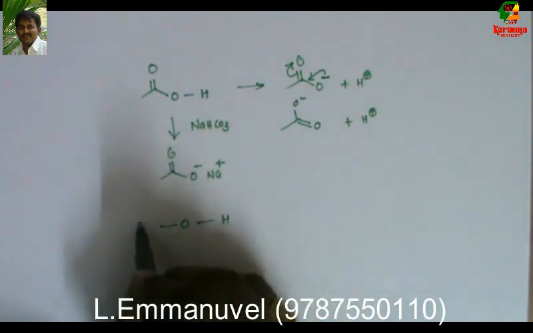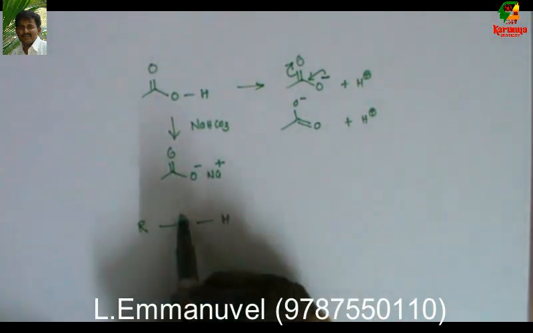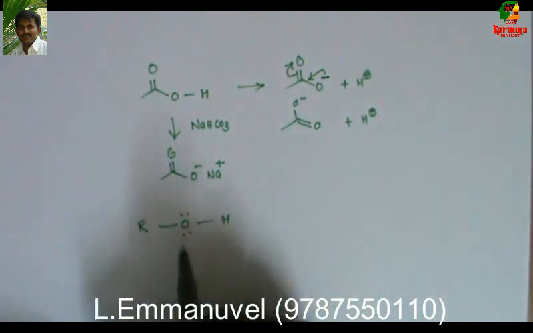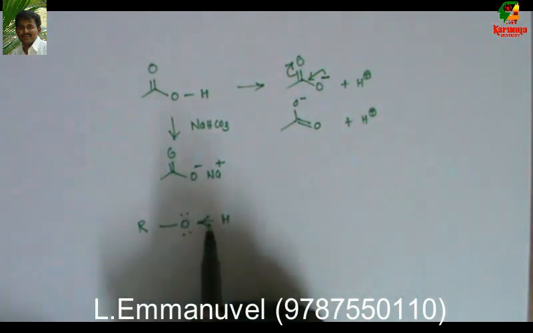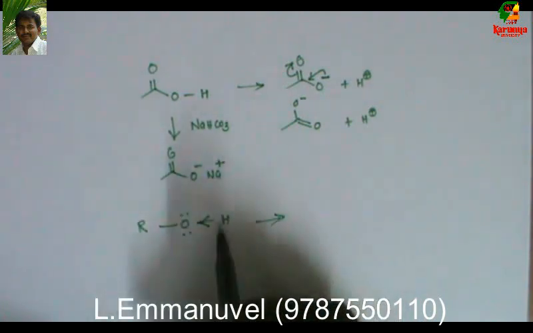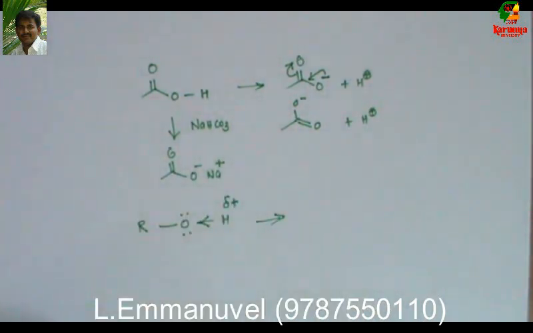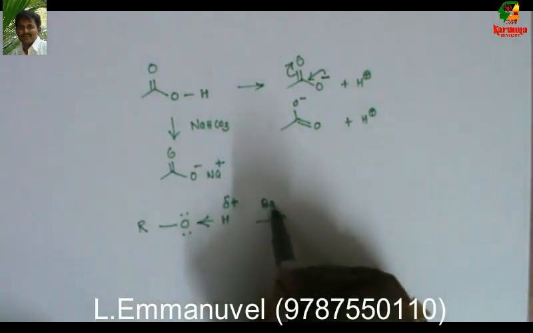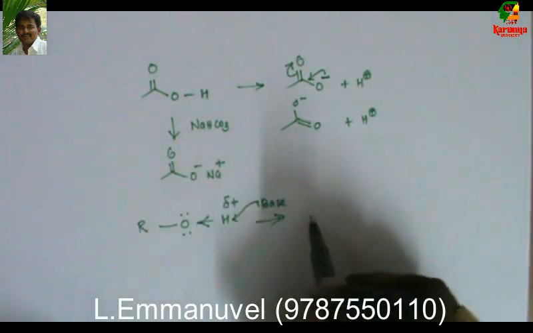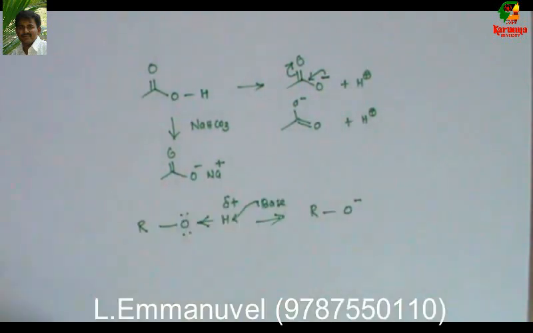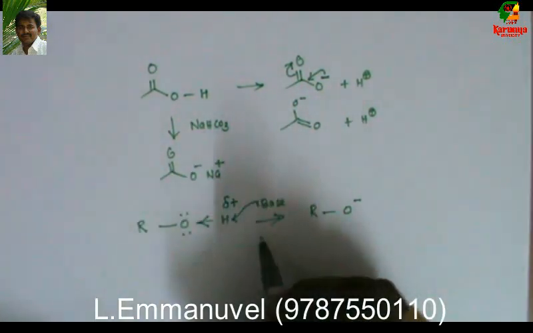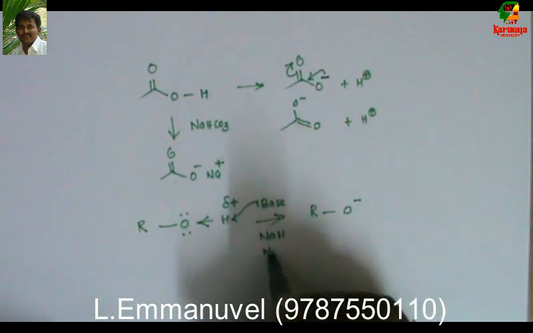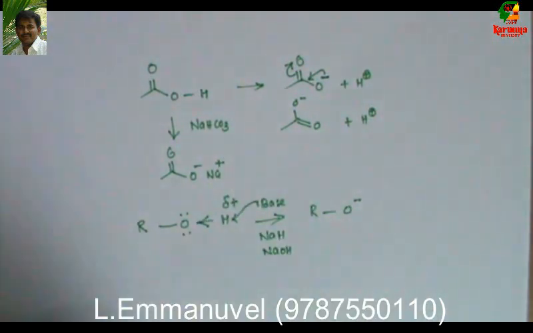What about alcohol? Because of the more electronegative oxygen atom, the electron density is pulled towards it and we get delta plus on this hydrogen. Now a base can take this to give the alkoxide. Generally we add sodium hydride or sodium hydroxide. So you will get sodium ethoxide, potassium tertiary butoxide, all are known.